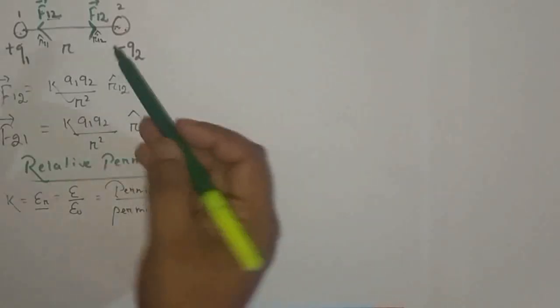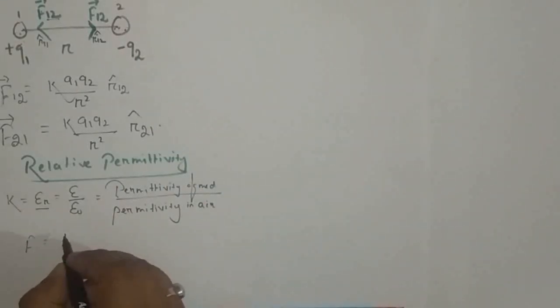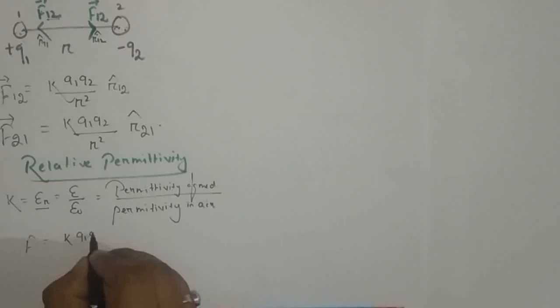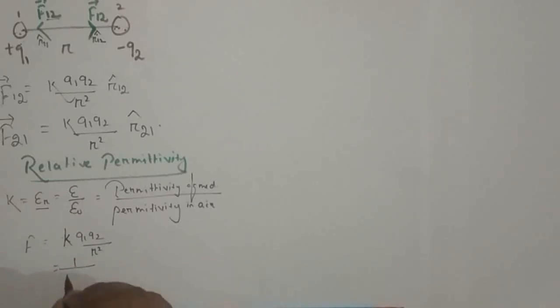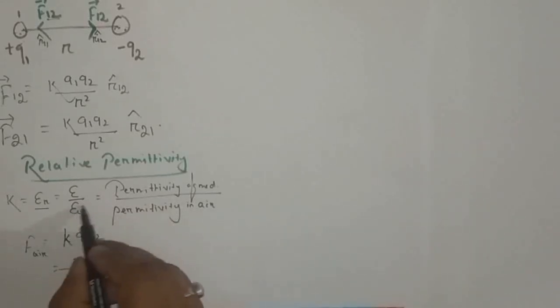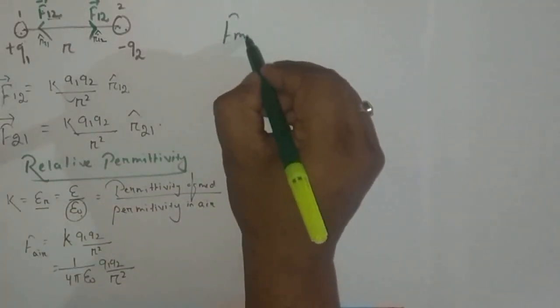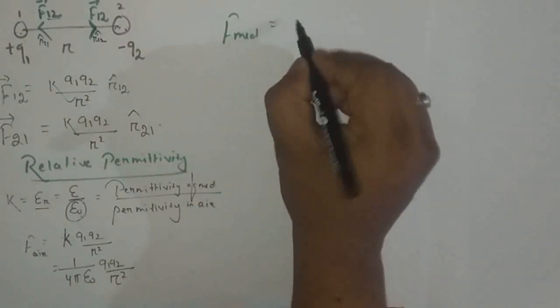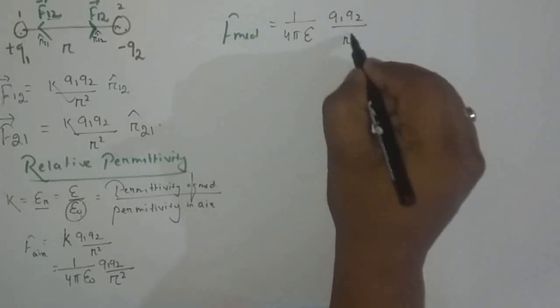Suppose two charges are in air medium. What will be the formula for force? This will be equal to K Q1 Q2 by R square. This K is small k, or to avoid confusion, I will write 1 by 4 pi epsilon naught Q1 Q2 by R square. This is for the air case; free space means air case. If I write for a medium, this force will be equal to 1 by 4 pi epsilon Q1 Q2 by R square.